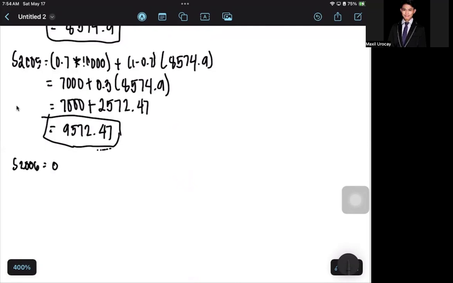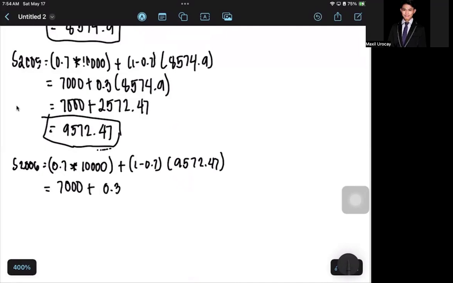So that will become 0.7 times 10,000, then plus 0.3. No, no, no. I can't just go directly. No, you have to do it step by step. Then 9,572.47, and then 0.7. No, no, no. It will become 7,000 plus 0.3 times 9,572.47. So you just calculate that one times 0.3.